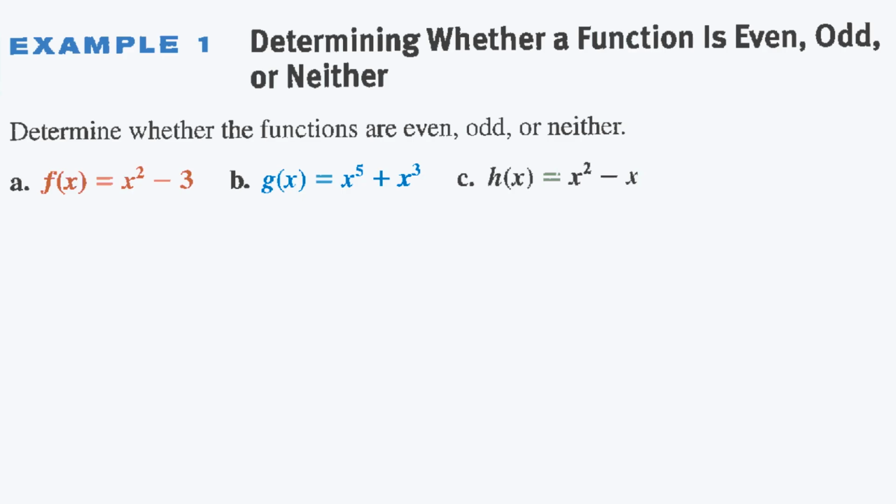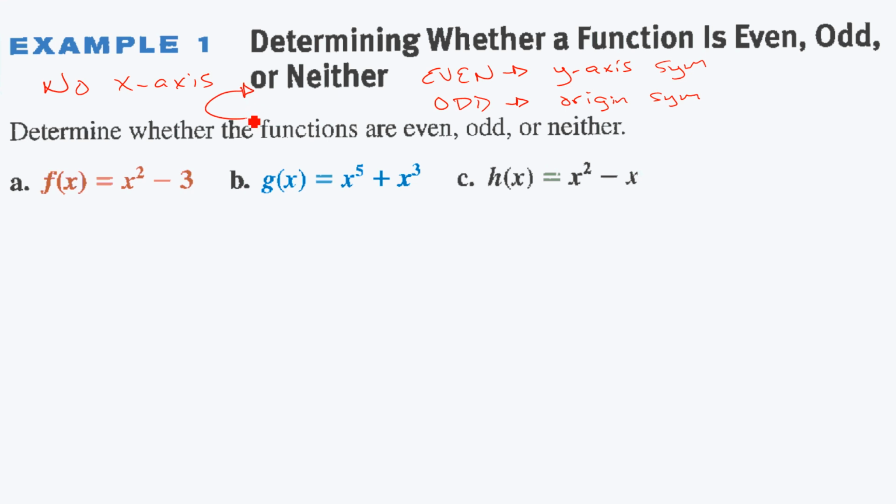Okay, let's talk even, odd, or neither. So an even function has y-axis symmetry. An odd function has origin symmetry. Now, we're not going to have x-axis symmetry, because if you did, so here's a graph, there's a function that has x-axis symmetry. There's the x-axis. This would not pass the vertical line test, so it is not a function. No x-axis symmetry because it's not a function.